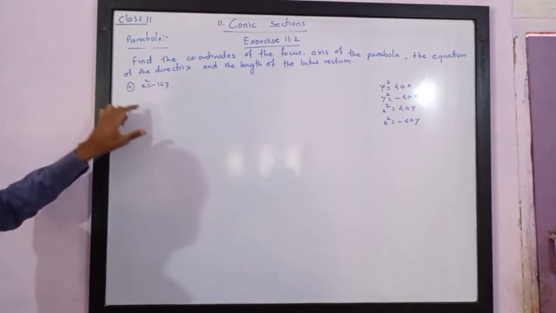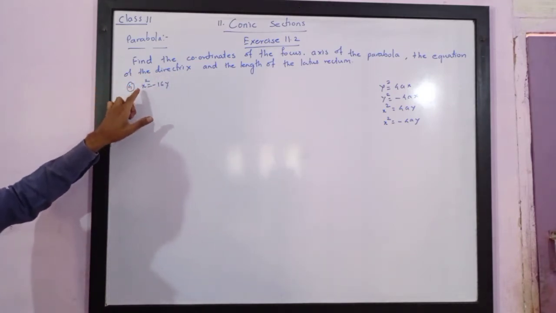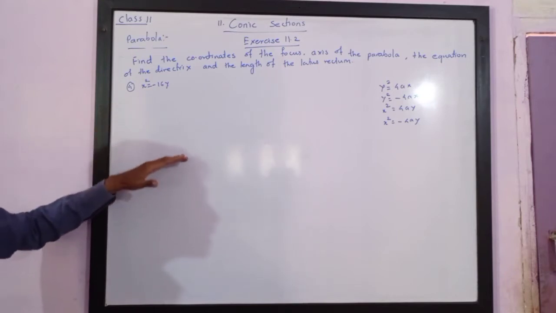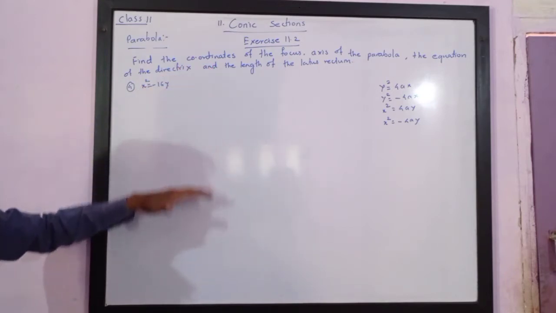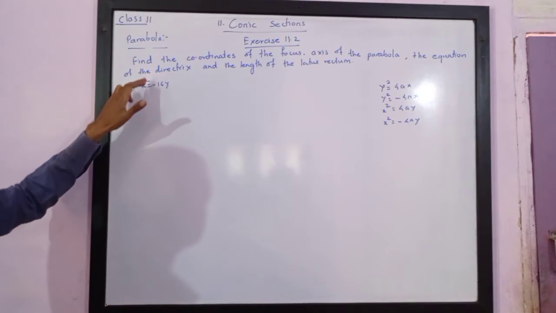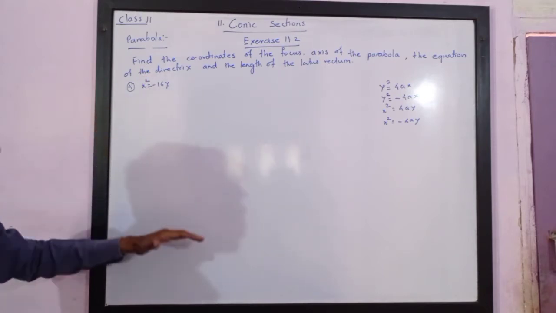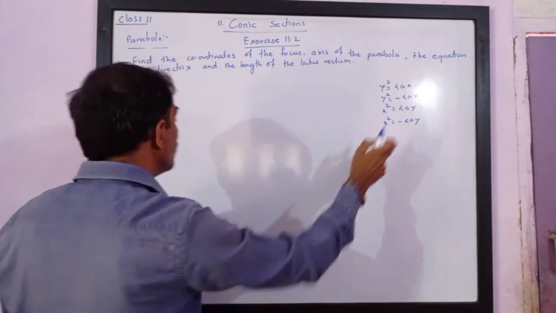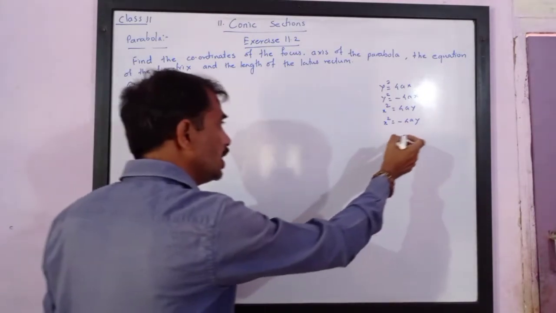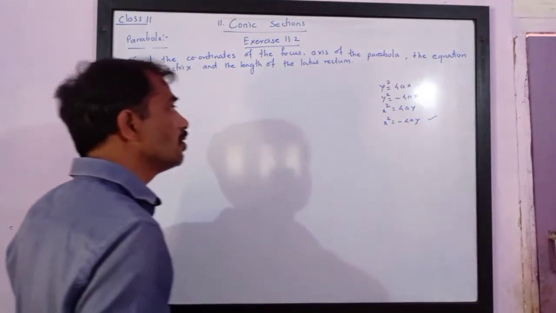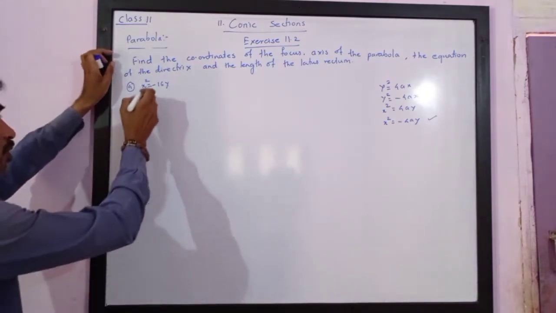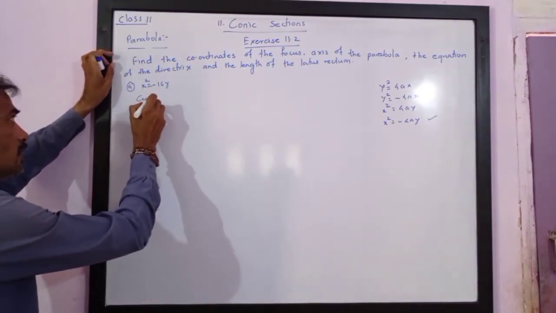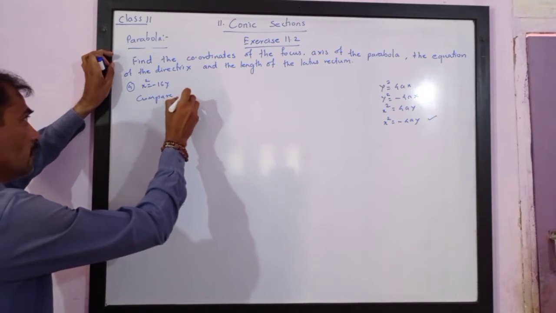Now since x square term exists, here parabola is symmetric about y-axis. That is, it will either open upside or downside. But the coefficient is negative, hence it will be opening downside only. So if you compare the equation with the standard form of equations of the parabola, we will get it is of this form, that is x square is equal to negative 4ay.